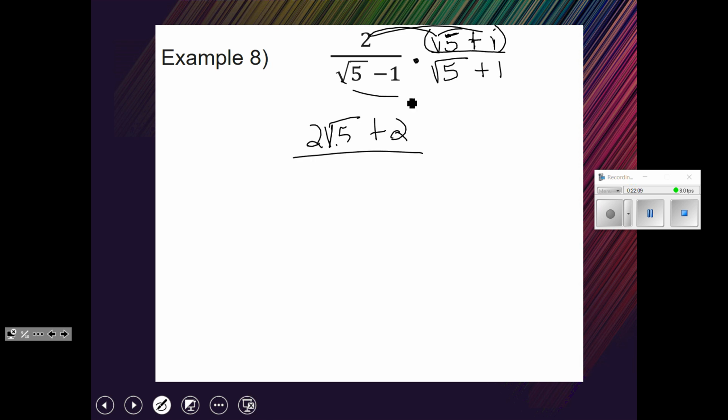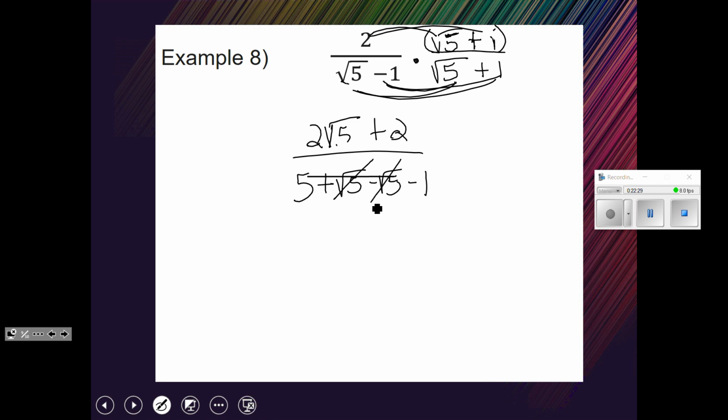In the denominator, square root of 5 times square root of 5 is just 5. Square root of 5 times 1 is plus 1 times square root of 5, or just plus square root of 5. Negative 1 times square root of 5 is minus square root of 5. And then negative 1 times 1 is minus 1. Outer and the inner will cancel.